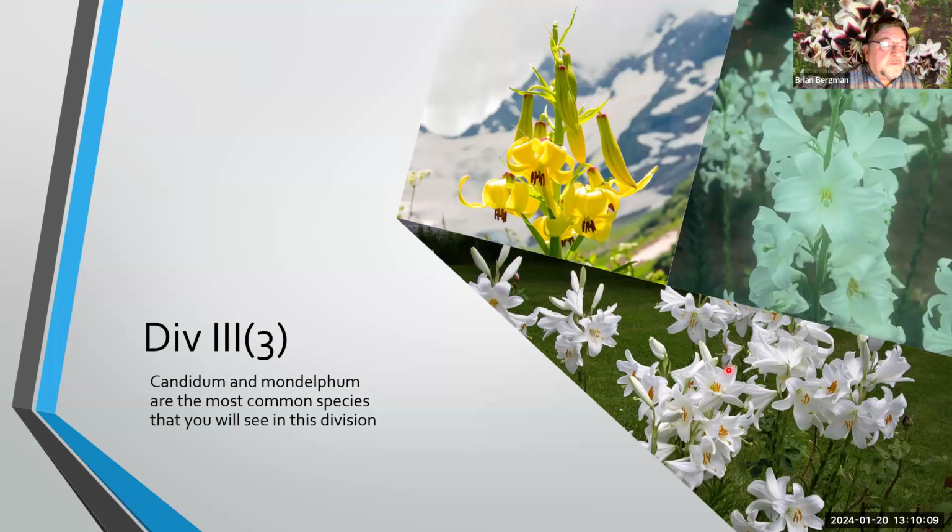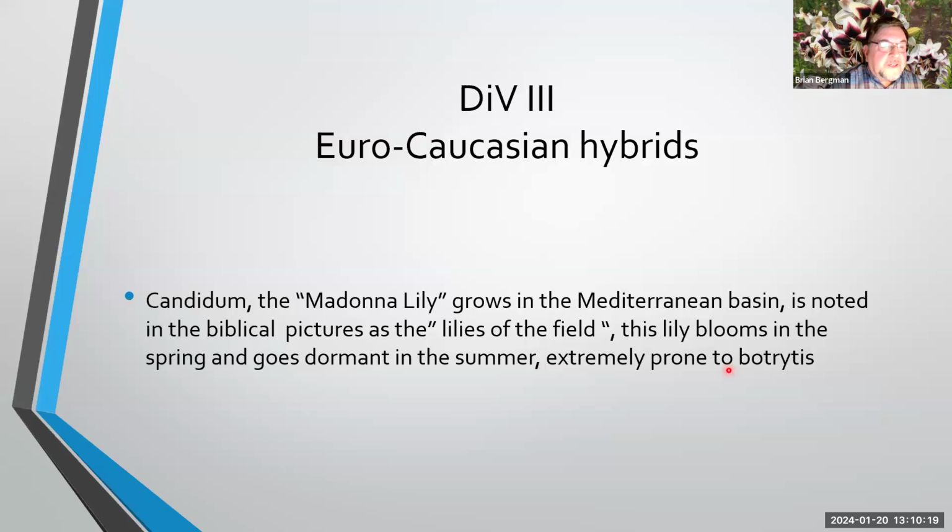Candidum and Monodelphum are the most common of these species that you will see in this division. Most of the other ones you will not see. Next, Euro-Caucasian hybrids. Candidum, the Madonna lily, grows in the Mediterranean basin. It is noted in biblical pictures as the lilies of the field.